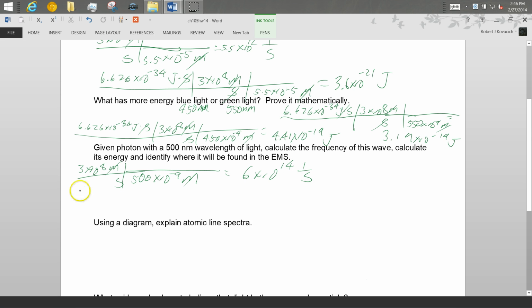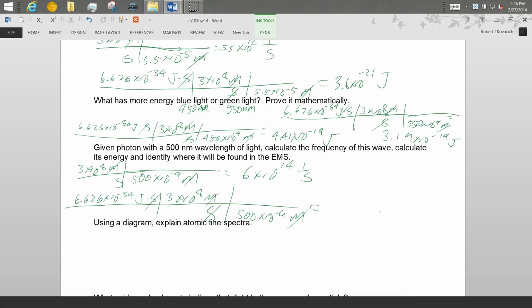And then my energy, I'm going to go 6.626 times 10 to the negative 34th joules times seconds. I'm going to get rid of the seconds by using 3 times 10 to the 8th meters per second. And then I'll use my 500 times 10 to the negative 9th meters to get rid of the meters. And times 6.626e negative 34. And so I get 3.98 times 10 to the negative 19th joules.